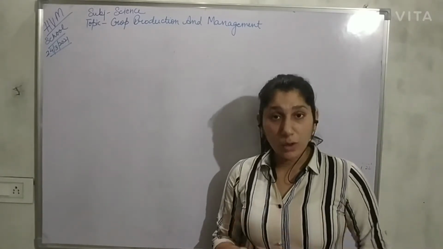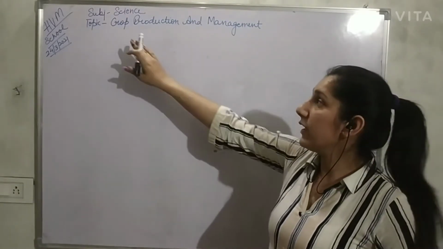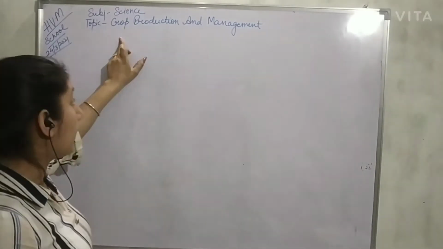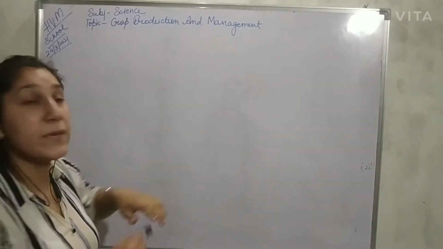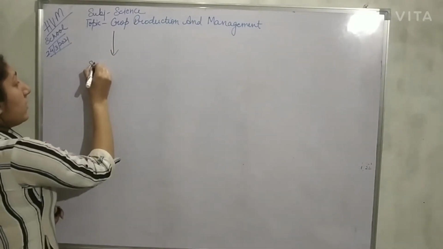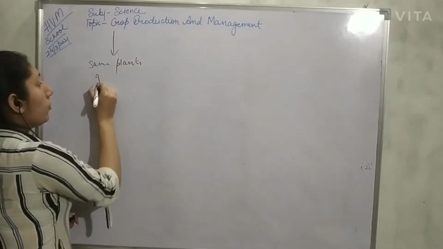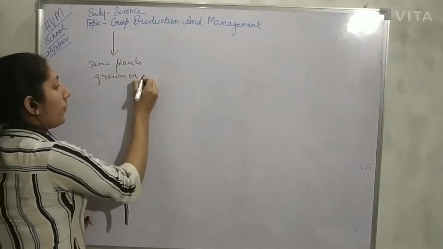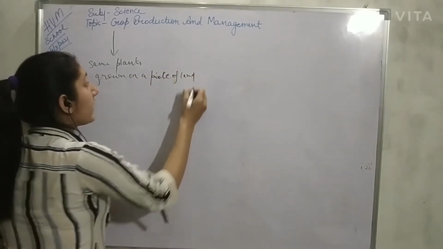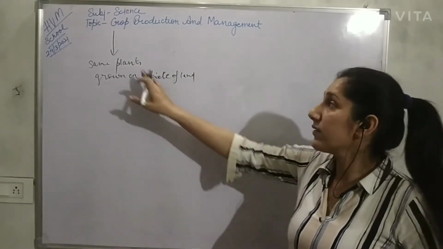And I always say that whenever you are to do any topic, any chapter, firstly you have to understand the meaning of the chapter. So there are 3 words in this chapter: crop, production and management. So what does crop mean? Crop means similar plants grown on a piece of land, which means that same kinds of plants which are grown on a piece of land, that is known as crop.